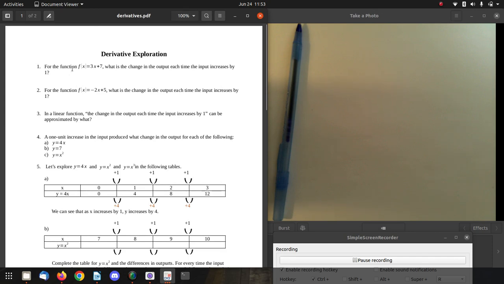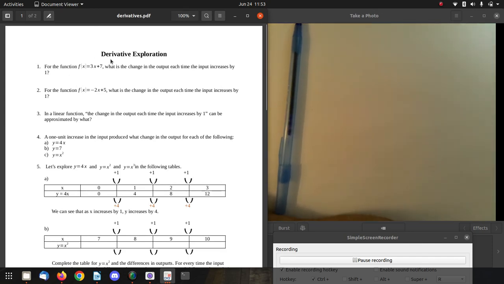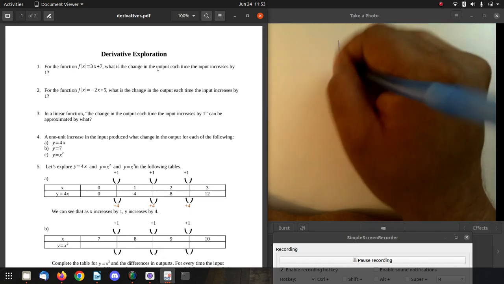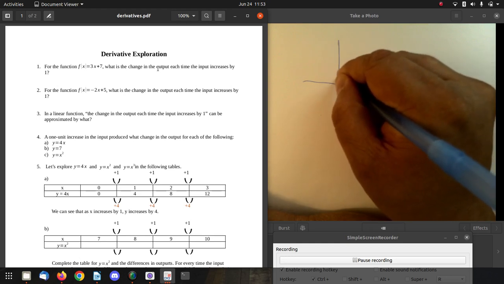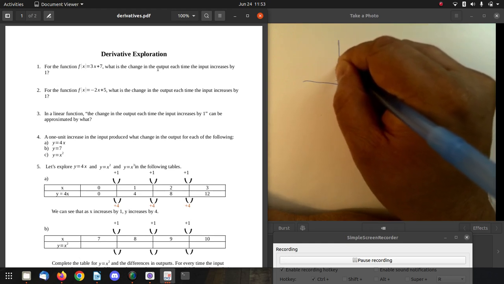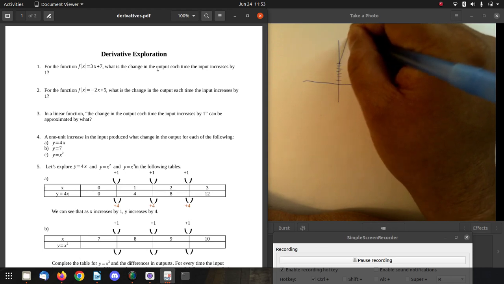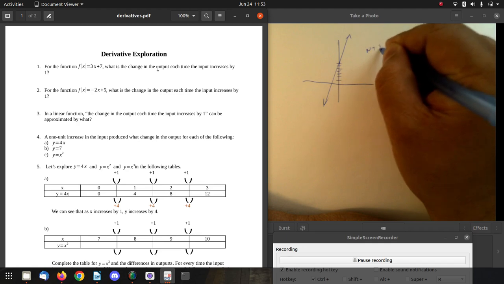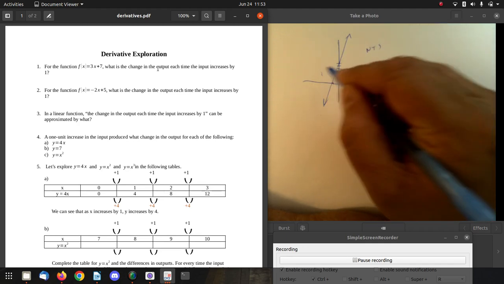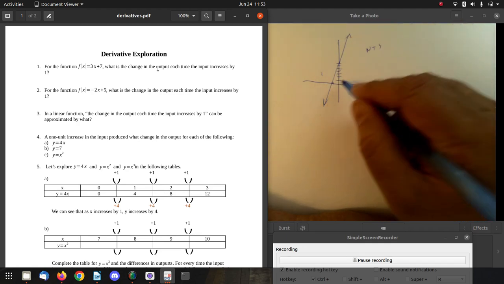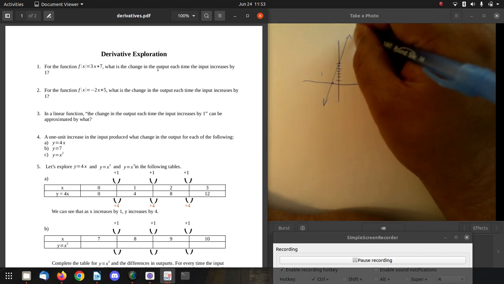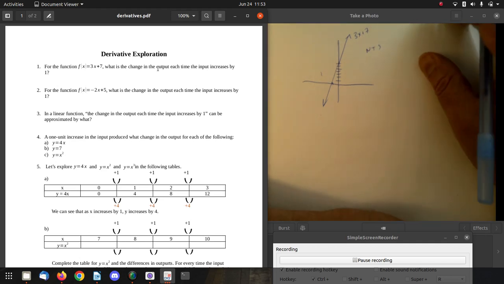Okay, so this is basically just an exercise to help you explore the meaning of derivatives. For the function 3x plus 7, what is the change in the output each time the input increases by 1? So remember 3x plus 7, with a 7 on the axis and the 3x slope. I'm not going to draw this perfectly to scale, and none of that matters. This is a 3x plus 7 sketch, not a plot.